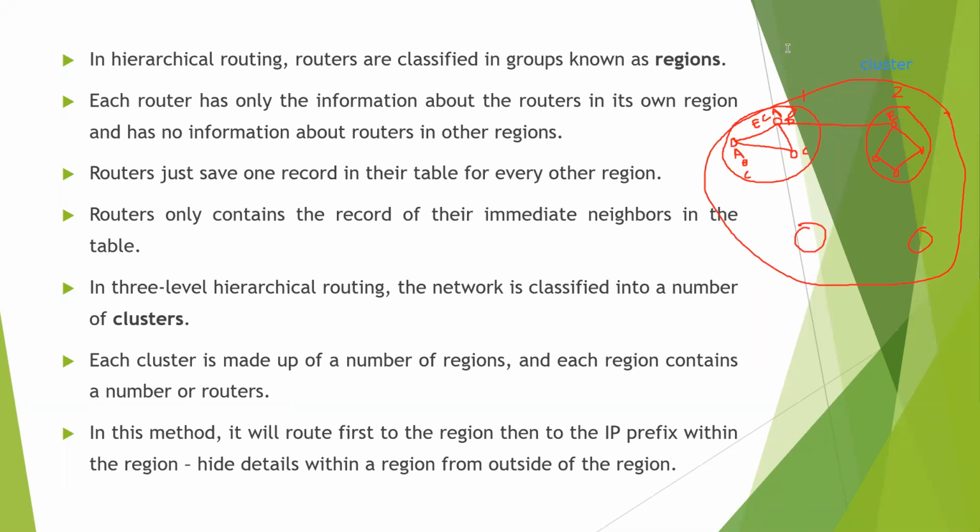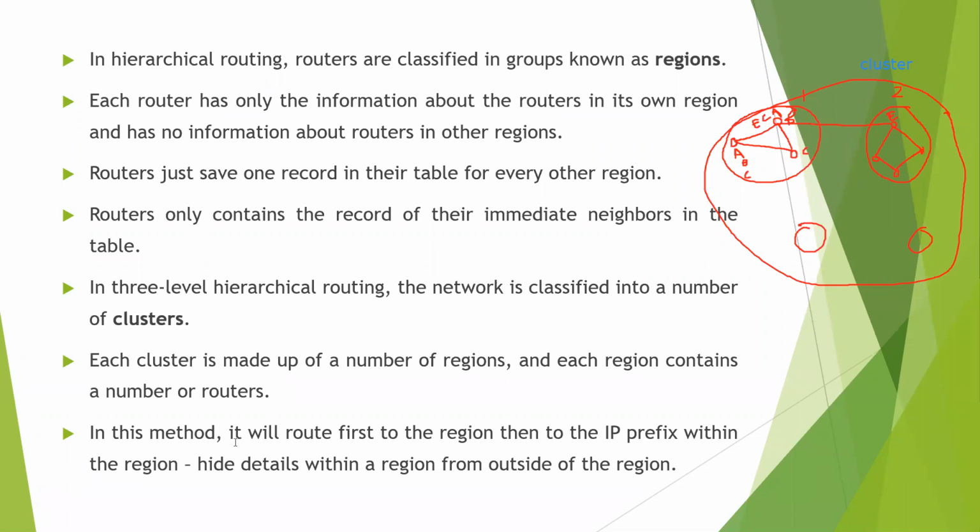Similarly, there will be many clusters. In each cluster there will be regions, and in each region there will be routers. In level 3 hierarchical routing, the network is classified into a number of clusters. Each cluster is made up of a number of regions, region number 1, 2, 3, 4 like this, and each region contains a number of routers. So region 1 contains 3 routers, whereas region 2 contains 4 routers, like that.